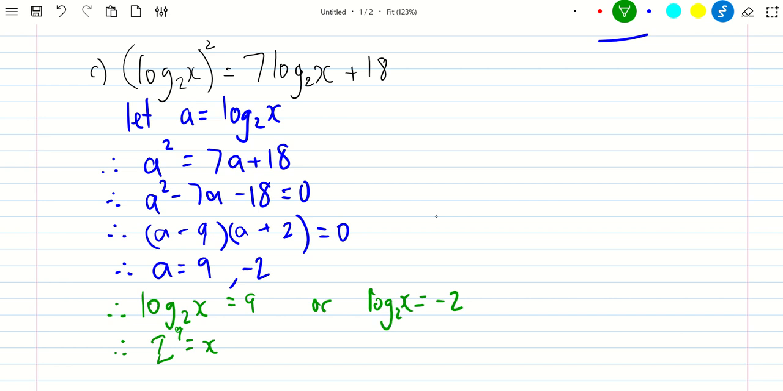Can I get it? No, I think 2 to the power 10 is like 1024. So is 2 to the power 9 512? That's my guess, but I'm not going to do it. And over here, we've got 2 to the power of negative 2 is equal to x, and I will evaluate that one. That one's 1/4. Okay, so there they are, my two solutions for that equation. So I solved the quadratic, I substituted back in my a, and then I pulled out my solutions. Hope that makes sense. See you in the next video.